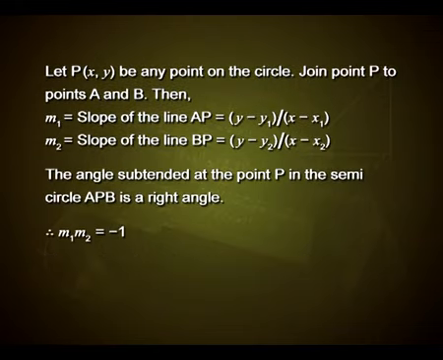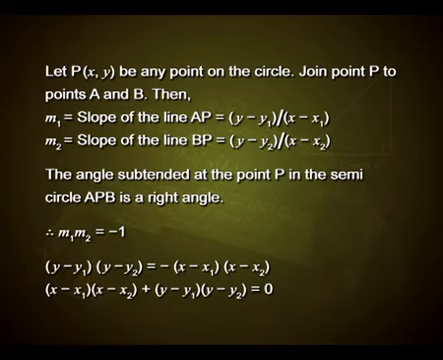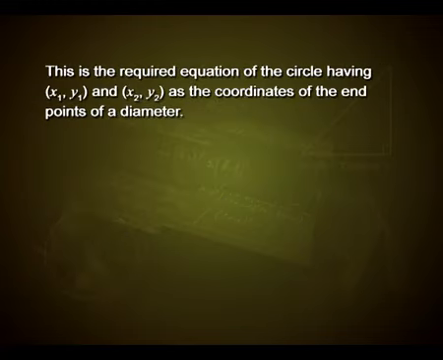Therefore, what should be the product of the slopes? It should be -1. Therefore, m1 × m2 = -1, which can be simplified as (y - y1)(y - y2) = -(x - x1)(x - x2). That gives us (x - x1)(x - x2) + (y - y1)(y - y2) = 0. This is the required equation of the circle having (x1, y1) and (x2, y2) as the coordinates of the endpoints of a diameter.